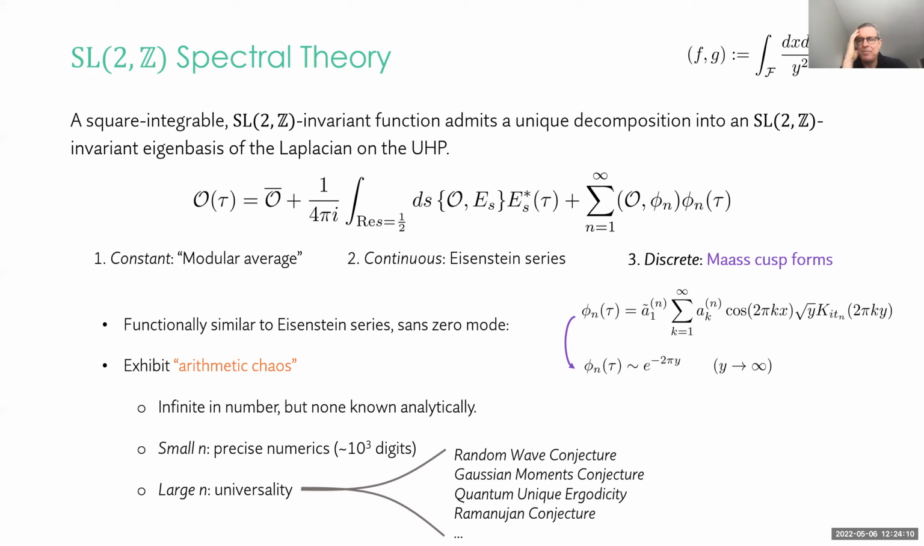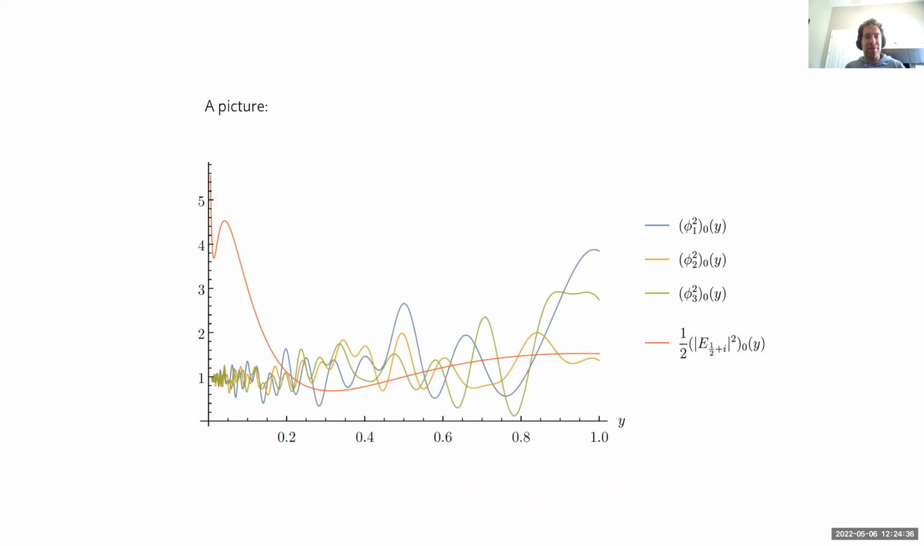Now at small n, when these conjectures don't hold, the sort of universality in the behavior doesn't hold, there's been some extremely precise numerics done to nail down, say, the first many hundreds of the Fourier coefficients for the first many hundreds of cusp forms. So in the end, a decent amount is known, but one needs to interpolate between numerics and conjectures. Say, so let me show a picture for these functions.